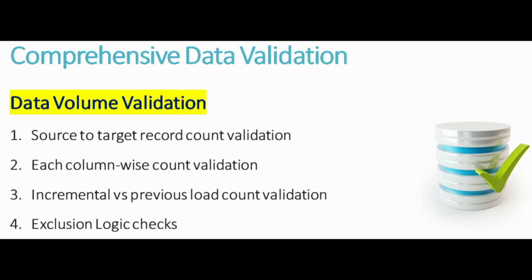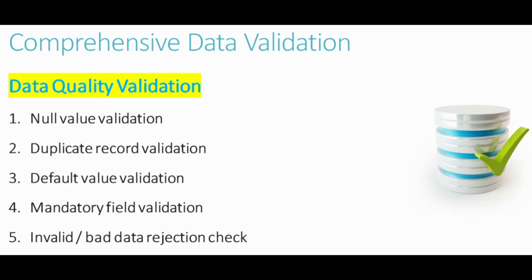Data validation. Later we will run the job, then data loads from source to target. Here we will check source and target count validation, column-wise count validation, incremental versus previous load count validation, and exclusion logic validation. This I will explain in another video. After that, null validation, duplicate and default validation, date format validation, mandatory field validation, and valid, invalid and bad data rejection validation.